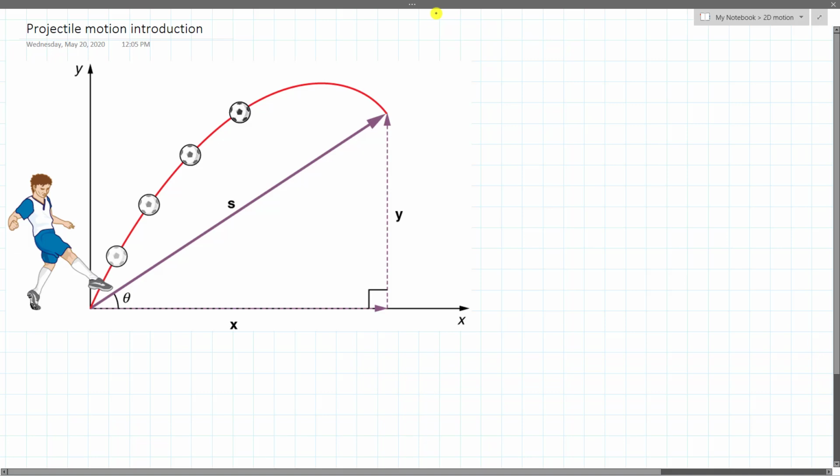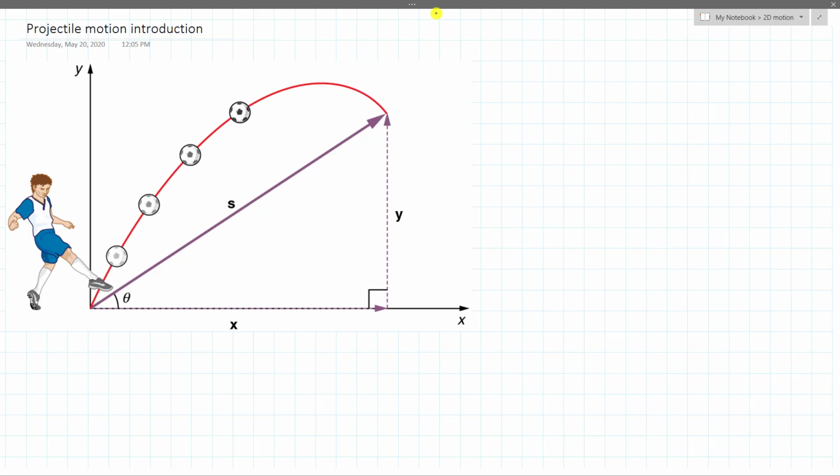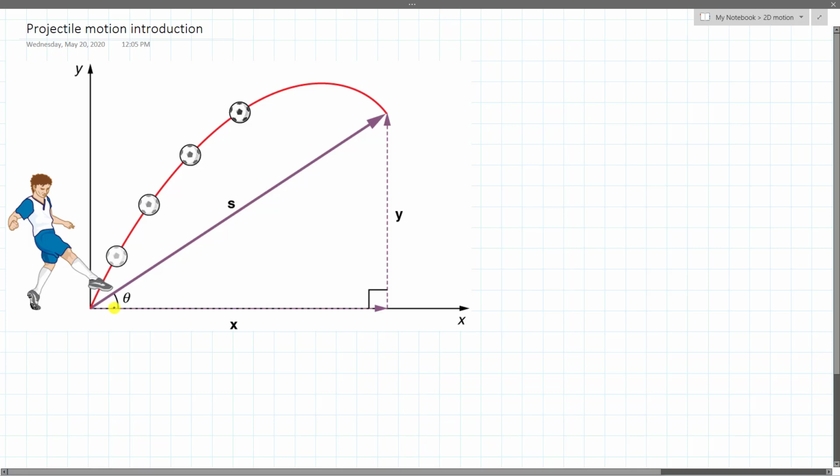In this video, I will introduce projectile motion to you. As you can see, here's a diagram. This diagram is from OpenStax, their college physics textbook, so I'm giving credit to them.